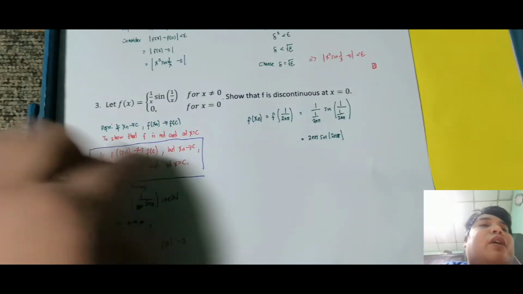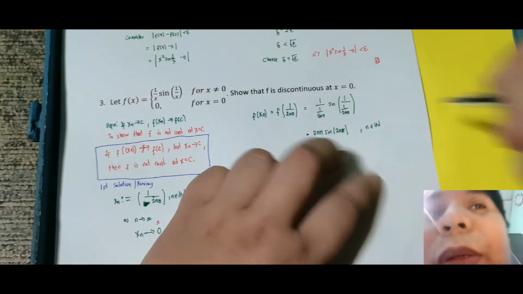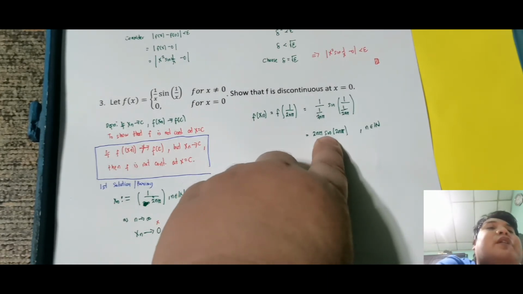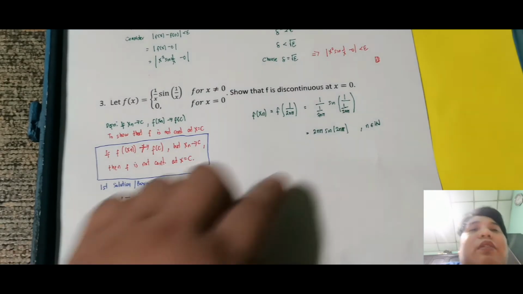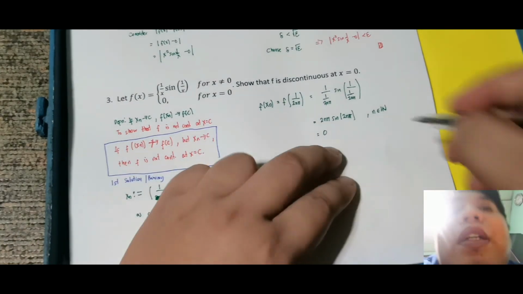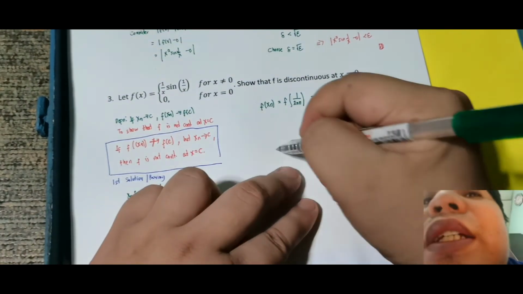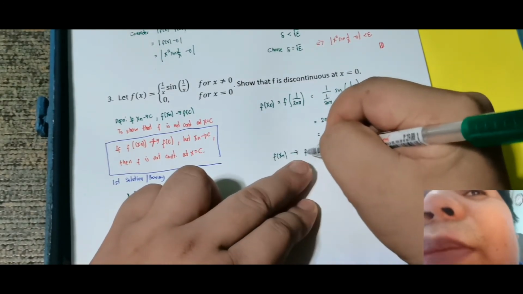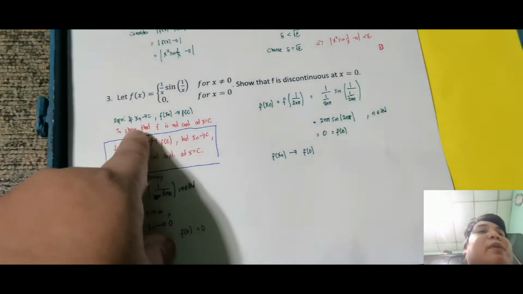Ano value ng sine ng 2n pi? Para sa lahat ng n element of natural number, or kahit integers pa yan, yung value ng sine 2n pi is always 0. So this is always equal sa 0, which means ito yung f of 0. Ngayon, ano nangyari? Yung f of x sub n ko ay nag-a-approach kay f of 0, kasi pinalit ko, 0 sagot.